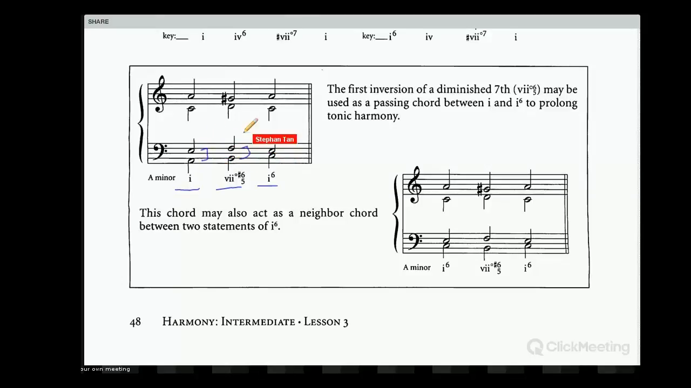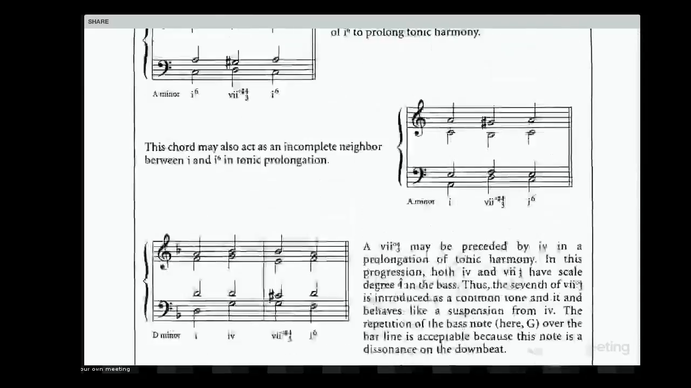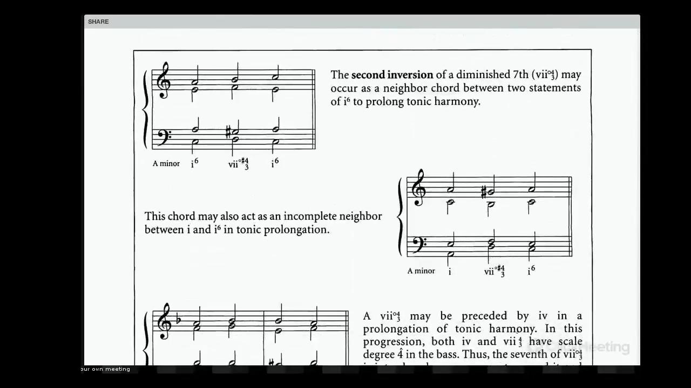Notice that you might say, oh, look, there's parallel fifths. Well, not exactly, because one of them is a diminished fifth. Going from a perfect fifth to a diminished fifth is always okay in the same voices. Nothing wrong with that. It could be a neighbor chord, 1/6 to 7/6/5 back to 1/6. That's possible as well. So various ways to use the 7/6 chord, 7/6/5 chord, or this diminished 7th chord.